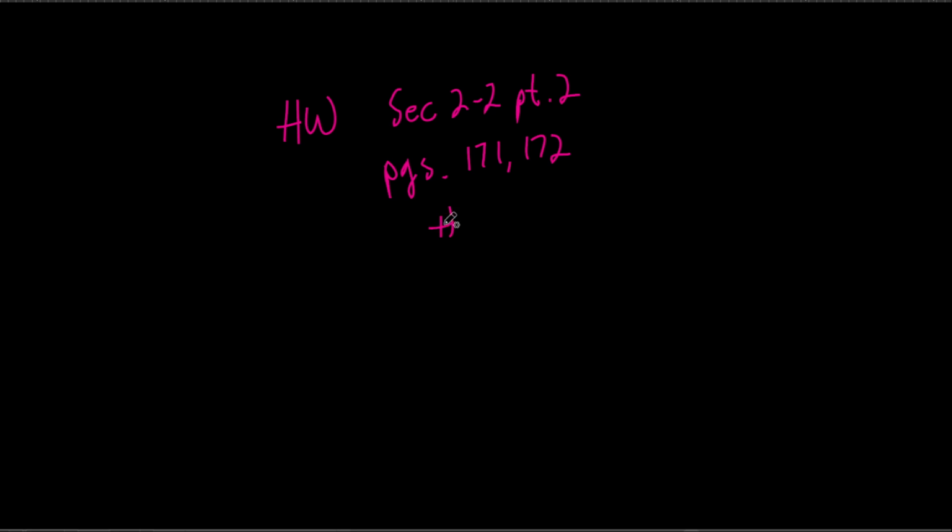So let's take a look at our homework. It's on the paper I gave you, but I like to write it down anyway, just in case. So it's section 2.2, part 2, pages 171, 172. And you're doing 29 to 53, but you're just doing the odds. You got the answers in the back. Now look, don't just flip to the answers in the back and write down the answer. That's ridiculous. Try it.